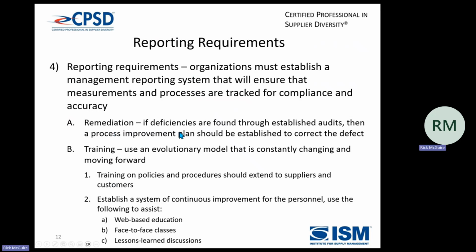So remediation. If deficiencies are found through established audits, then a process improvement plan should be established to correct the defect. That's remediation. Training uses an evolutionary model that is constantly changing and moving forward. Train on policies and procedures. You can also train suppliers on your policies and procedures. Establish a system of continuous improvement for the personnel. Use the following to assist. You can have individual web-based education they can do on their own time, face-to-face classes, and lessons learned discussions.